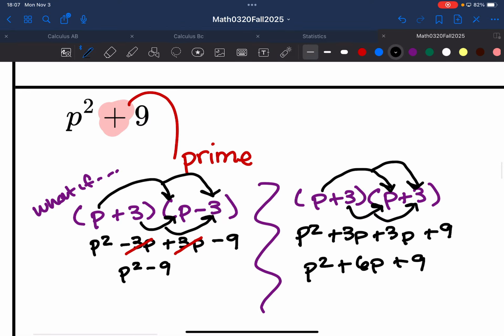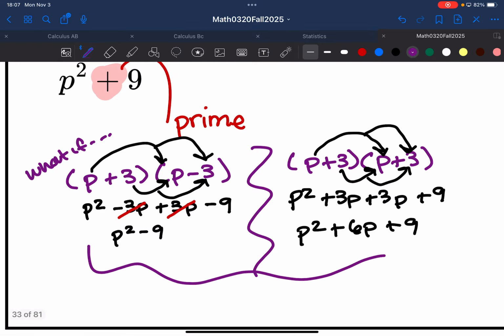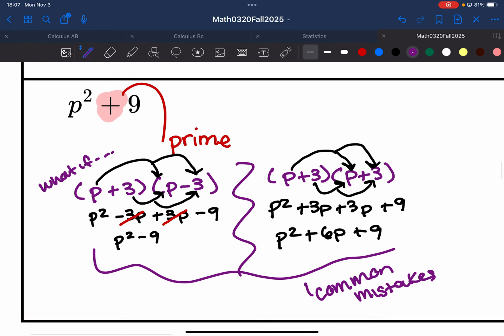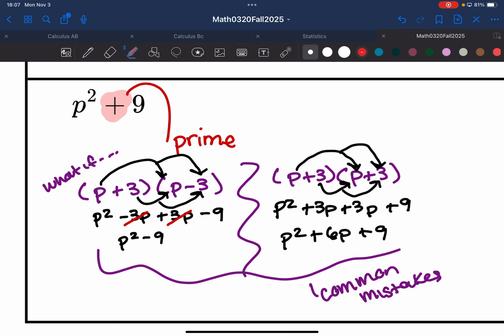Again, if you want to write these down, I would say these are common mistakes. So just automatically call it prime. That's all you have to do. Prime is the answer, and we know that because of that plus sign. Another reason I know that is, if I look at this, can I take out a GCF? No. So there's absolutely nothing I can do to try to simplify this. So automatically it's prime.